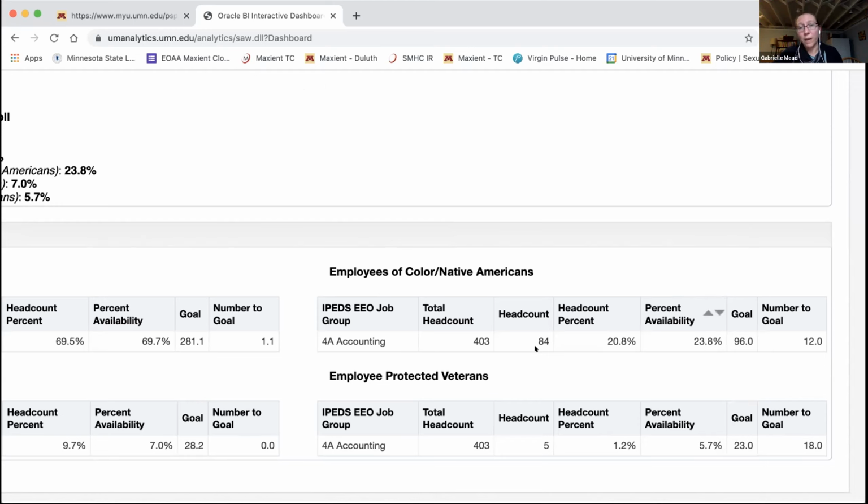We don't have 96, we have 84. And therefore we set a goal of 12. Well, our goal is 96. Our number to goal is 12, right? Because the number of people we have is less than what our goal is. And then finally, with protected veterans, we see again, the numbers are very low. We have quite a ways to go.